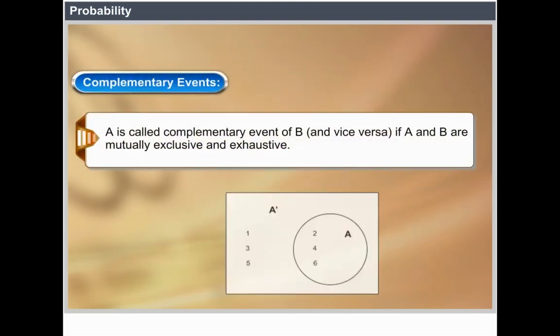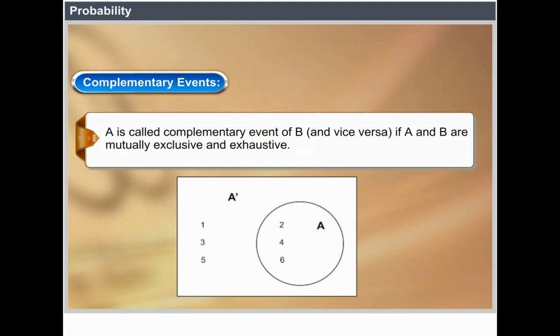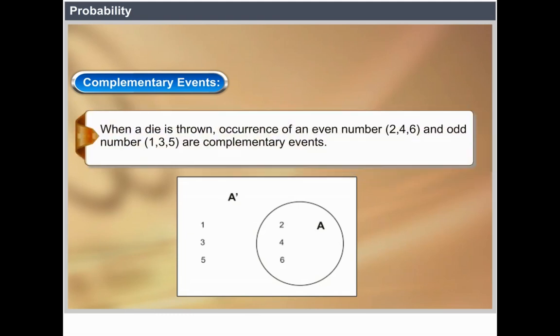Complementary events. A is called the complementary event of B and vice versa if A and B are mutually exclusive and exhaustive. When a die is thrown, the occurrence of an even number (2, 4, 6) and an odd number (1, 3, 5) are complementary events.